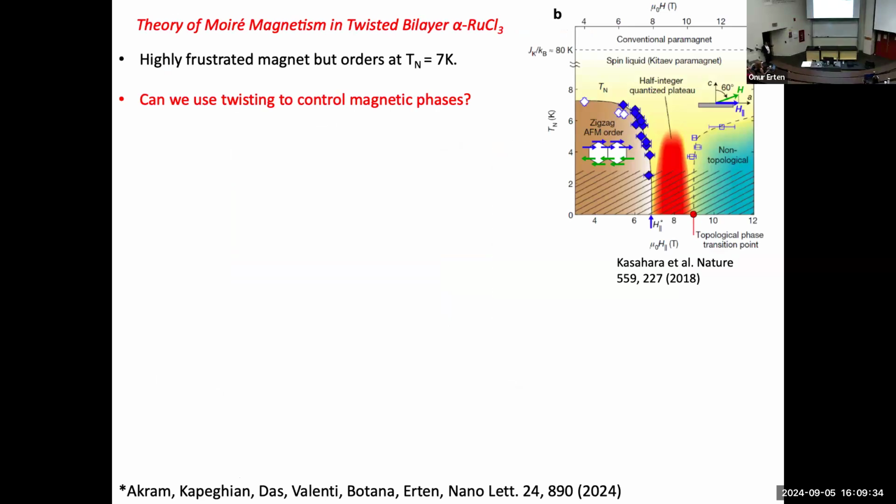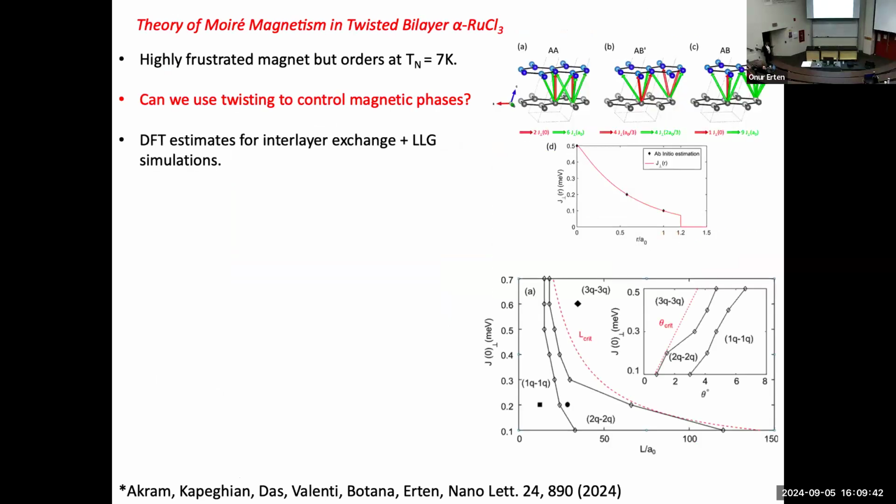And we want to see if we can tune the magnetic phases, not by applying magnetic field, but via twisting. Okay? And Antiyas group again did first principle calculations, obtained the interlayer exchange, and we have done LLG simulations. And this is our phase diagram.